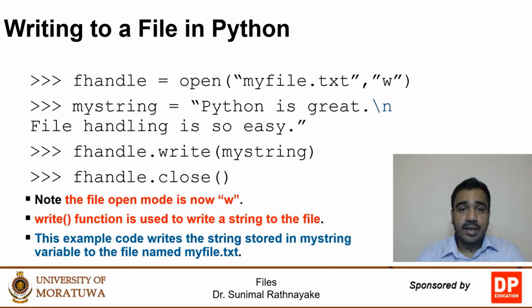In the example given, we have a string called myString which contains the two lines: Python is great and file handling is so easy. You may note that to separate the two lines, we have used the newline character \n after the full stop of the first line. As usual, we close the file after writing.